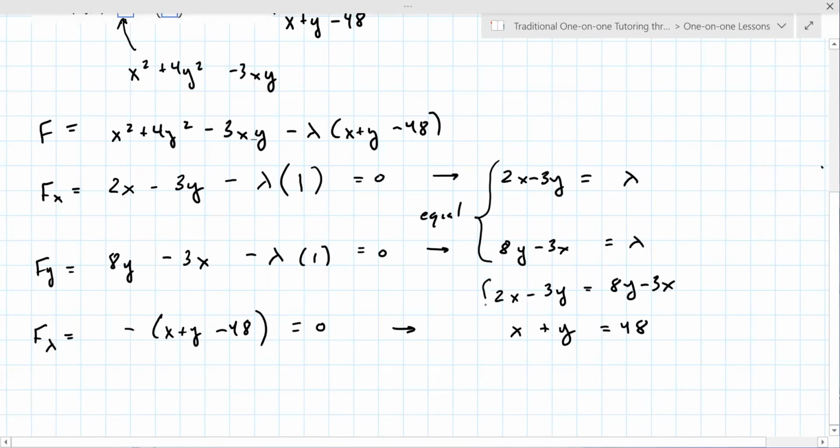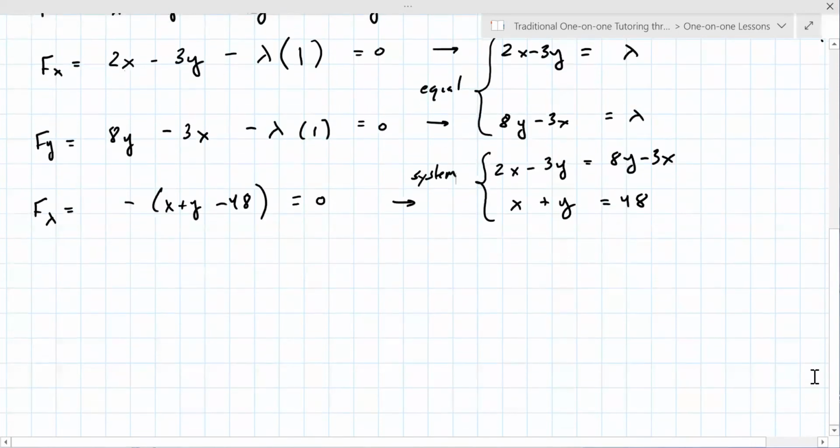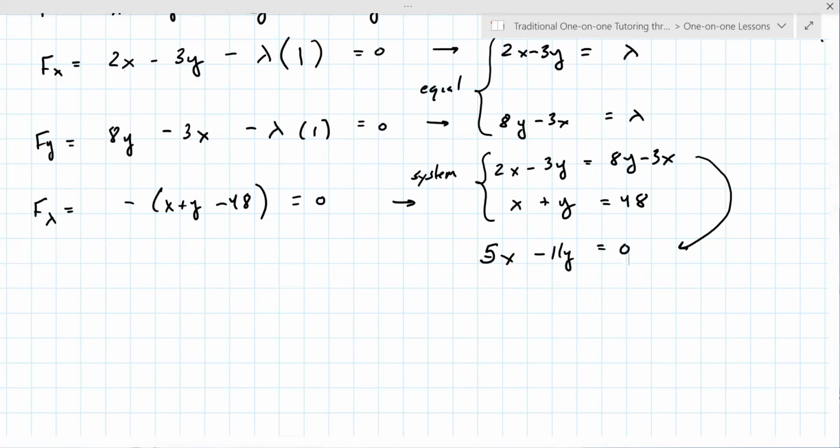And then you have a system right here of equations that can be solved using any of a variety of methods. Let me just rewrite this first one in a nicer format. So we've got 5x, not minus x, 5x, because we're moving that to the other side, and then minus 11y equals 0. We can solve this system using matrices or your calculator or whatever.